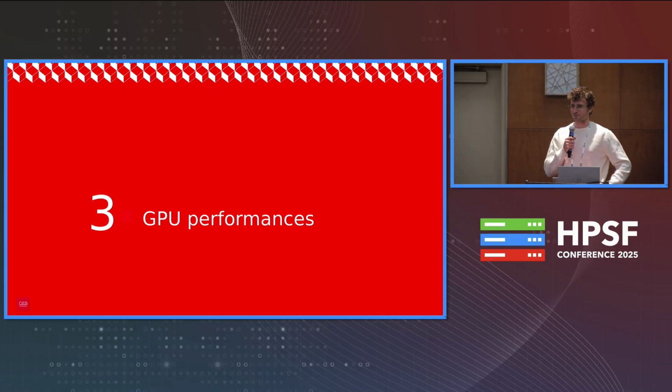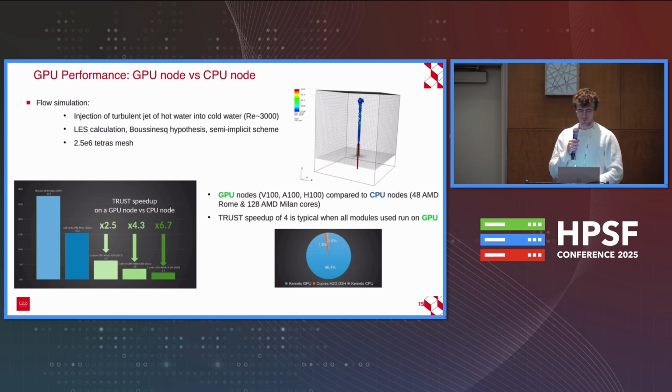So now the performances, what did we get? Let's consider a rather simple simulation. We have an injection of a turbulent jet of hot water into cold water at Reynolds 3000. It's an LES calculation with Boussinesq hypothesis and semi-implicit scheme on 2.5 million mesh elements. We compare the performances of trust on GPU nodes, V100, A100, and H100, versus CPU nodes. It's important to note that most of the kernels of this simulation were ported to the GPU, as you can see in this chart here.